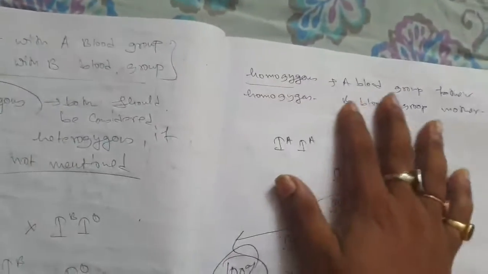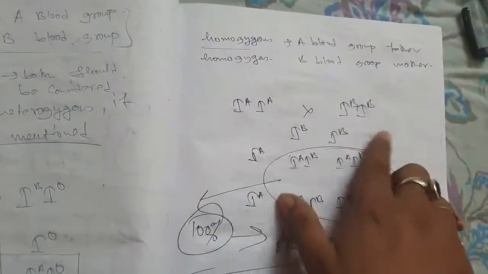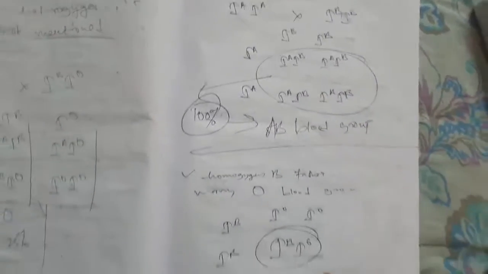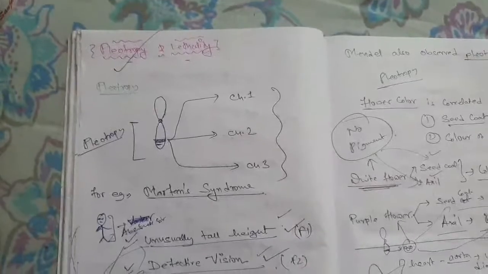And if they mention homozygous A blood group and B blood group, then this will be the cross. Then you will get AB blood group. All of them will be of AB blood group if the father and mother are homozygous. So this. Then I taught you about pleiotropy.